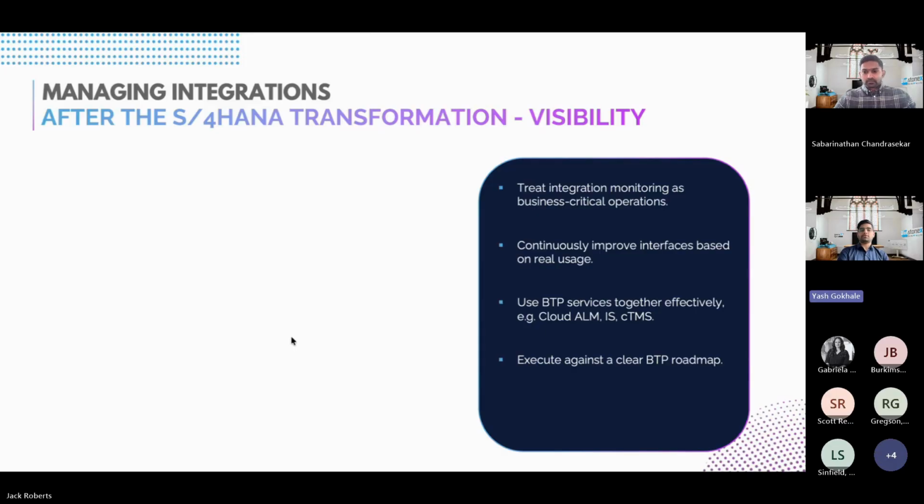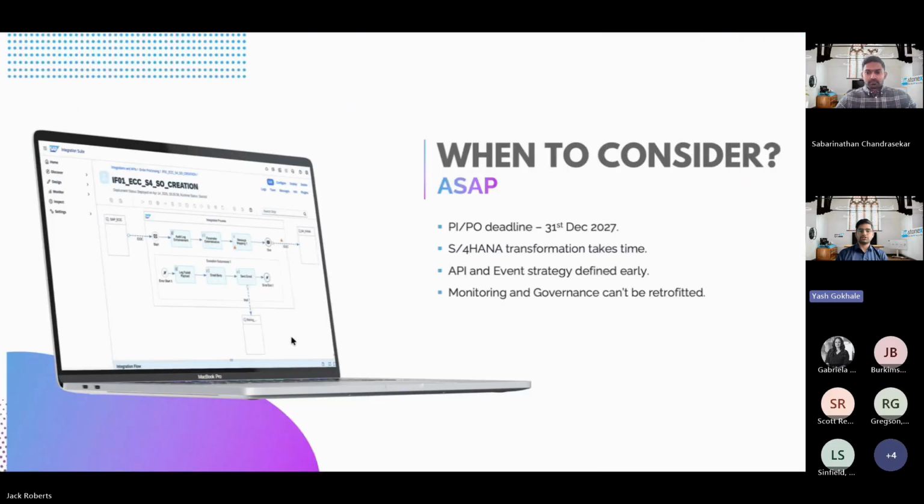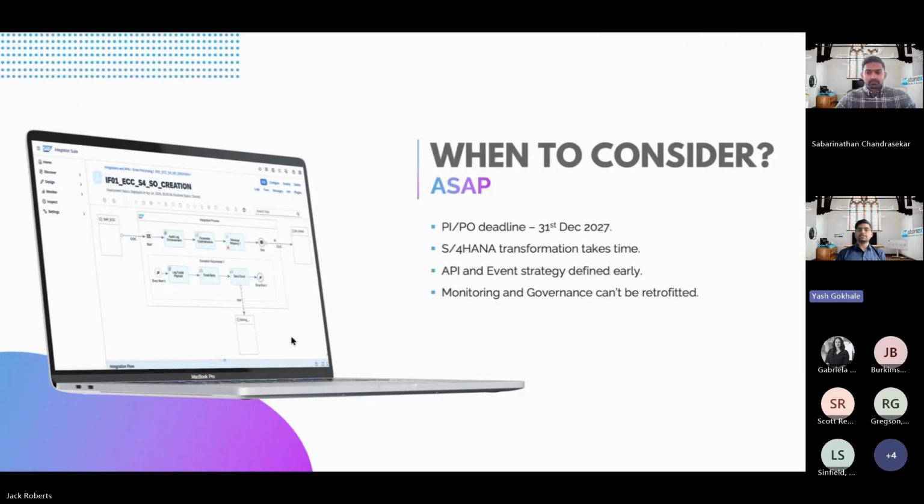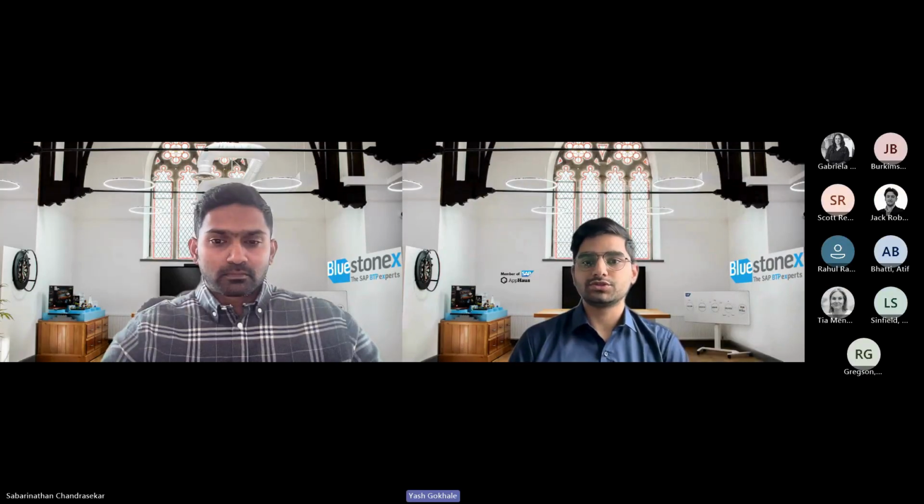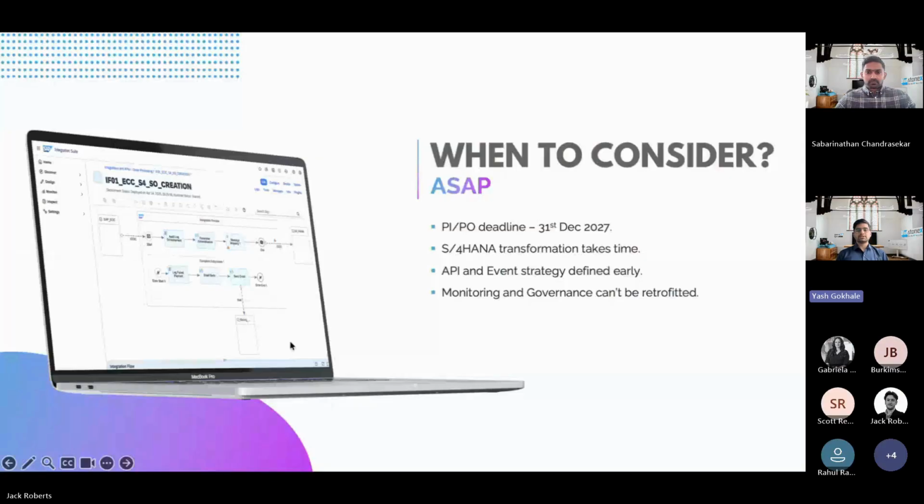So with that, now, when should you consider your integrations? Well, if you're on legacy middleware such as process orchestration, SAP PO, the deadline for that is 2027, and that's for mainstream support. So obviously, SAP is encouraging you towards Integration Suite. S/4HANA transformations take time, so they can span multiple years. Most of them probably 2, 3, even 4 years. So integration decisions that are made early will define the flexibility, the cost, and the risk throughout the entire program.